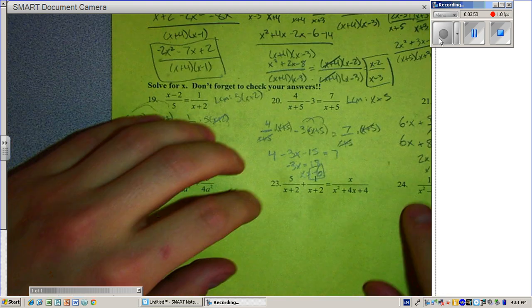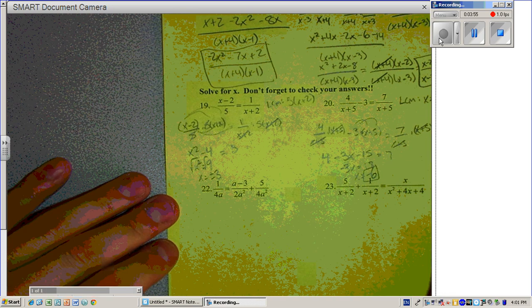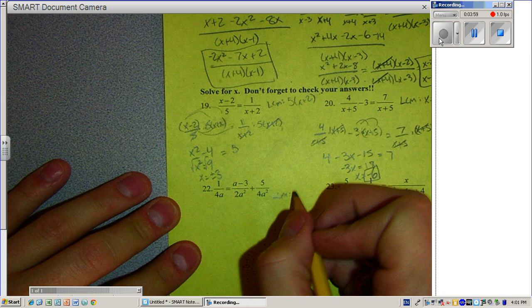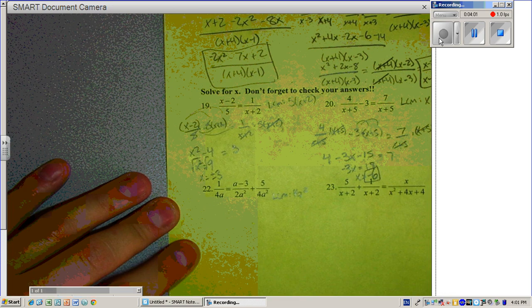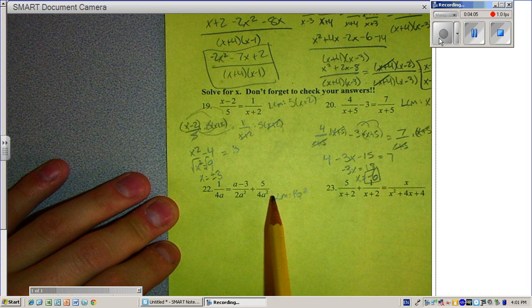Okay, we're moving on. Let's go to number 22. Same idea. I need a least common multiple. In this case, it's going to be 4a squared. Look, we have a 4a here, a 2a squared here, and a 4a squared here. The least common multiple, in which all of them are factors, is 4a squared.